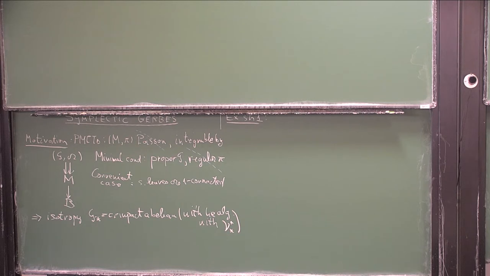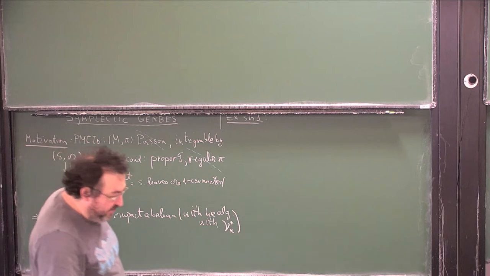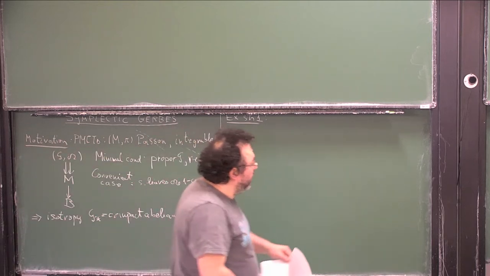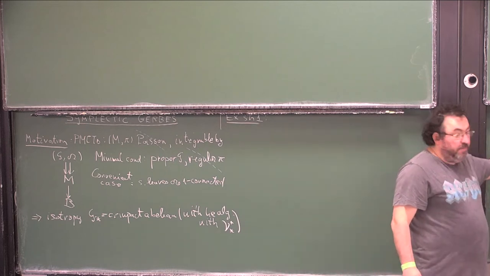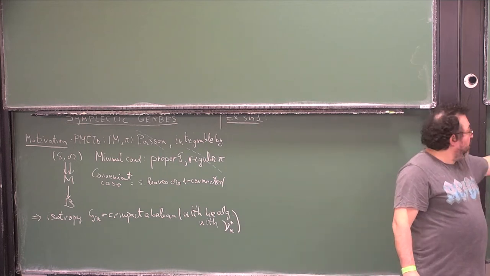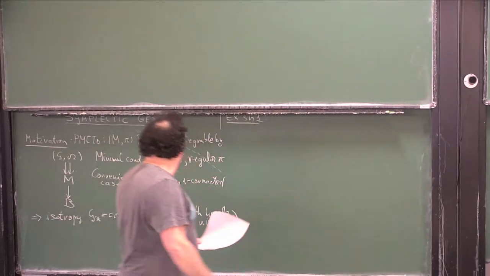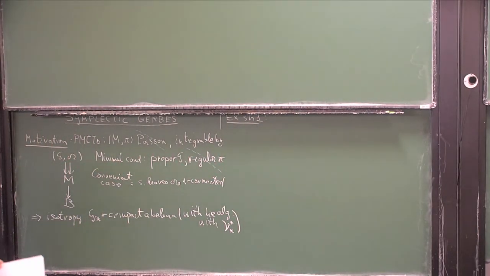Right, so, Eckhart, is it something? No, I was slightly confused about this, any two vectors commute. I didn't quite know what you meant by it, but I think I got it now. I have sections of TB, are vector fields. I just got mighty confused. I thought lattice always vectors commute.